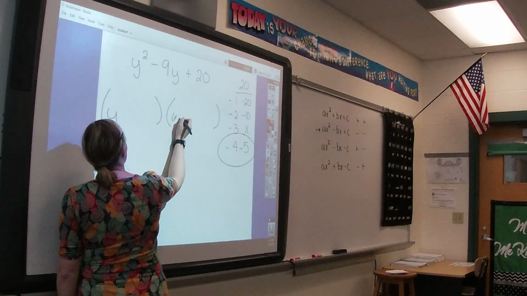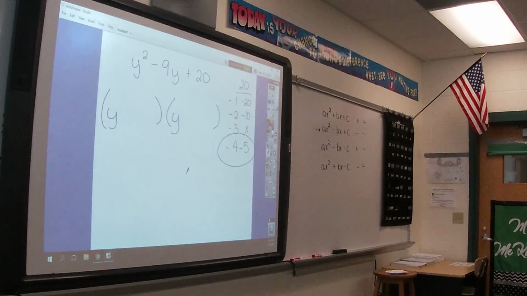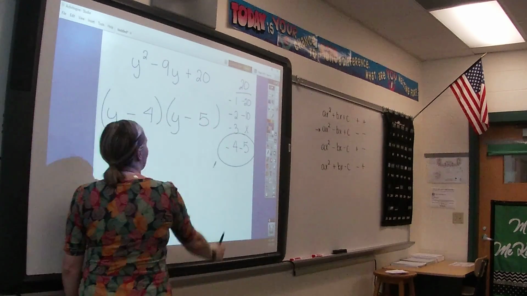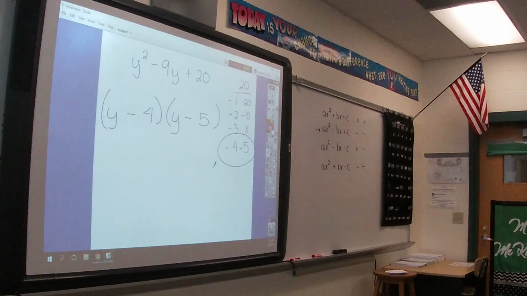So we'll have our y, and then minus 4 and minus 5. And then we'll fill in a negative 4 and a negative 5. Even though we do have to do that annoying step of finding the pair, it does take a lot of the work off the table to not have to rewrite and factor by grouping.